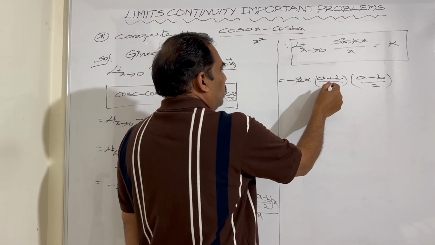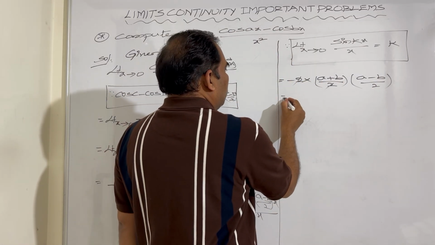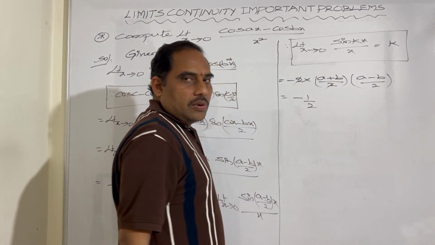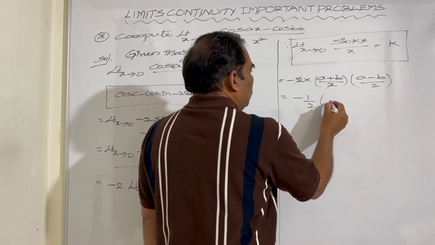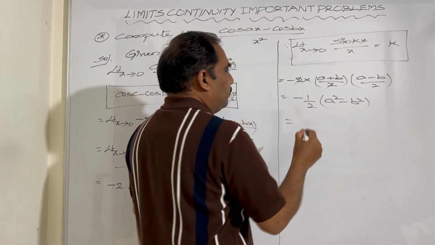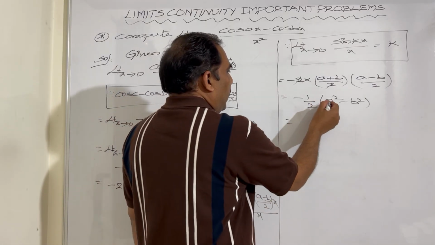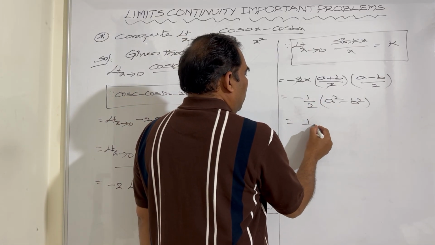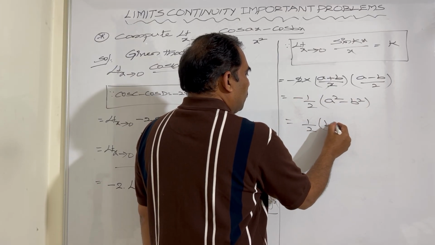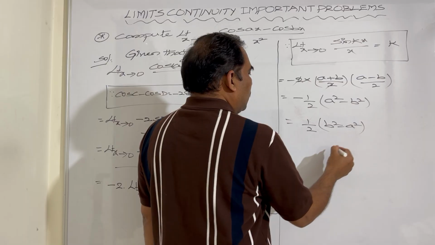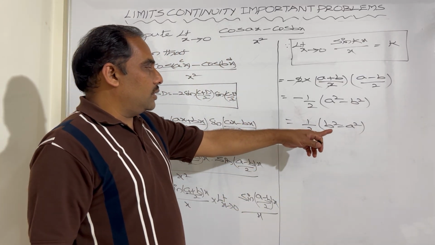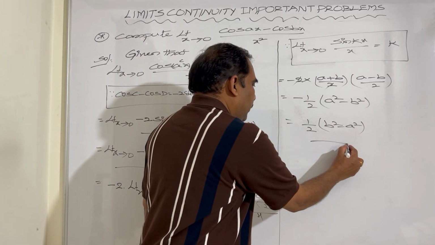Now the 2 and 2 get cancelled. So this is equal to minus 1 by 2, into (a plus b) into (a minus b), which is nothing but a squared minus b squared. When you multiply this with minus, finally we can write 1 by 2 into (b squared minus a squared), that is, (b squared minus a squared) by 2, which is the final solution.